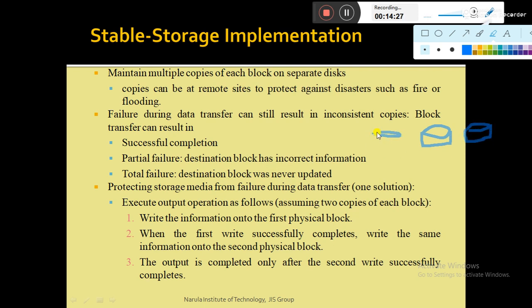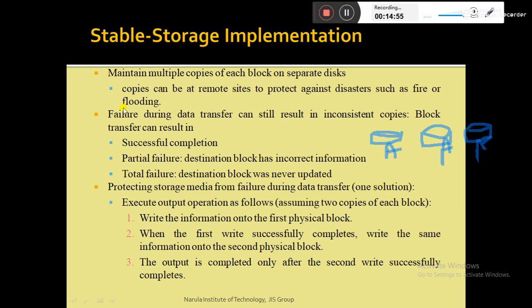So in the stable storage concept, suppose we are going to deal with the data item A. The data item A is going to be placed in three separate hard disks. That means the same copy is maintained in three separate disks. So we have to maintain multiple copies of the same item. These copies are stored in multiple disks, and these disks will be placed in remote sites.